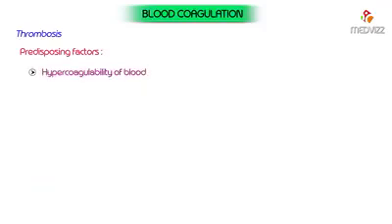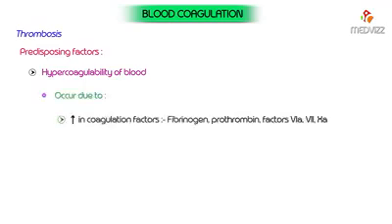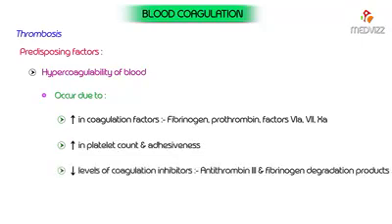Hypercoagulability of blood, which predisposes to thrombosis, may occur due to increase in coagulation factors such as fibrinogen, prothrombin, factors 6A, 7, and 10A. Increase in the platelet count and their adhesiveness. Decrease in levels of coagulation inhibitors such as antithrombin 3 and fibrinogen degradation products.